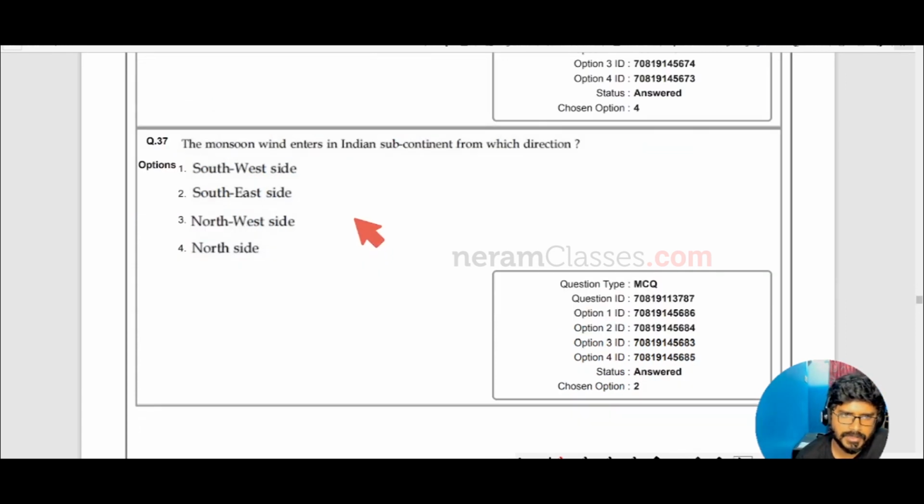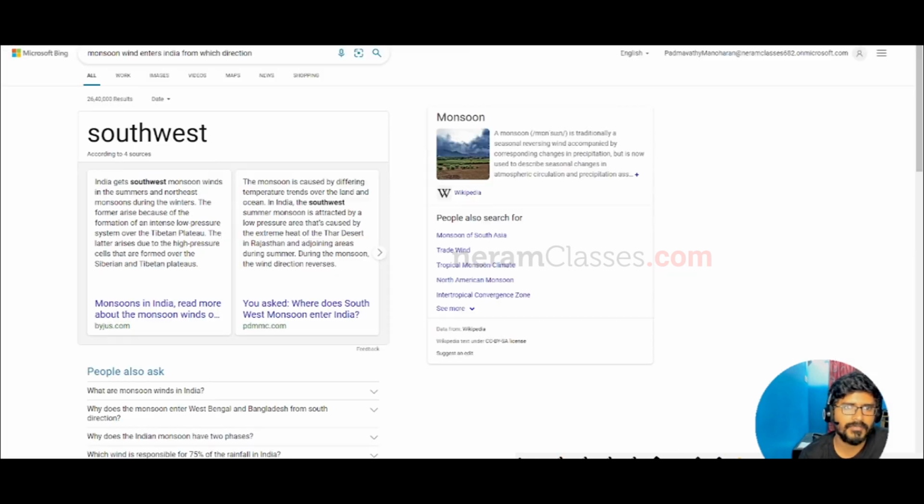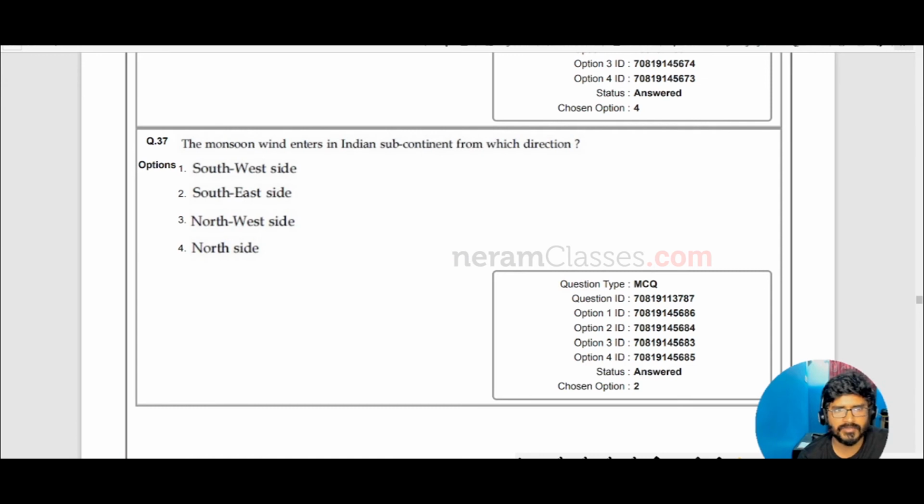The question number 37: the monsoon wind enters India in which direction for the subcontinent of India? We all know that the monsoon wind actually comes from the direction of Kerala, where the Western Ghats are. So southwest is the correct answer for this question. We'll also check the internet. So the monsoon wind enters India in the southwest direction, that is from the Western Ghats. Southwest is the answer.